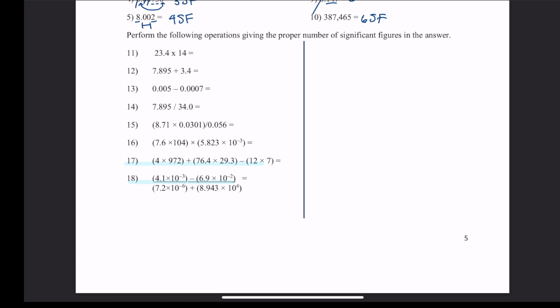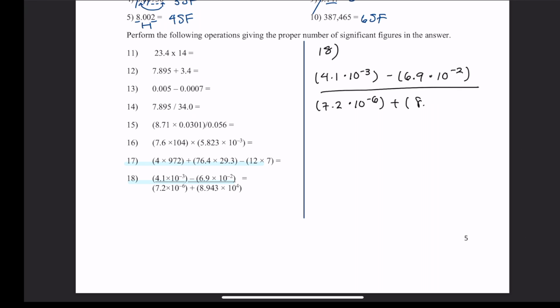Okay, here we go with our last question for this section. 4.1 times 10 to the negative 3 minus 6.9 times 10 to the negative 2, divided by 72 times 10 to the negative 6 plus 8.943 times 10 to the 4. Okay, here, sig fig. Inside, this is 2 sig fig, 2 sig fig, 2 sig fig, and then this is 4 sig fig. But the tricky part is the exponent, anything 10 to the exponent will change the decimal places. And that matters because, in the end, it's a subtraction and addition. In subtraction and addition, the final answer should have the least decimal place.